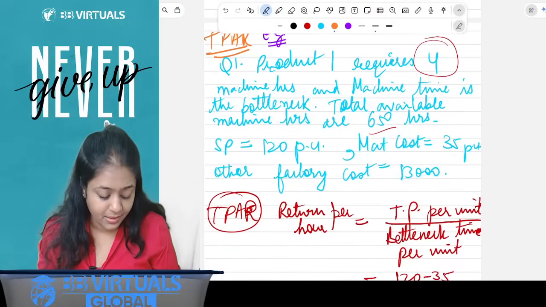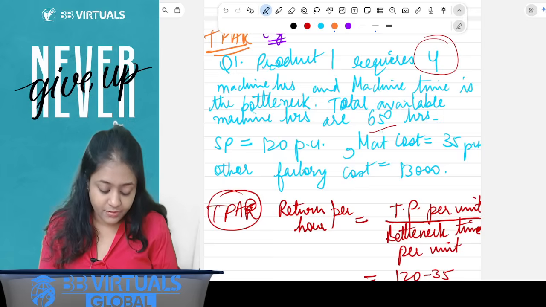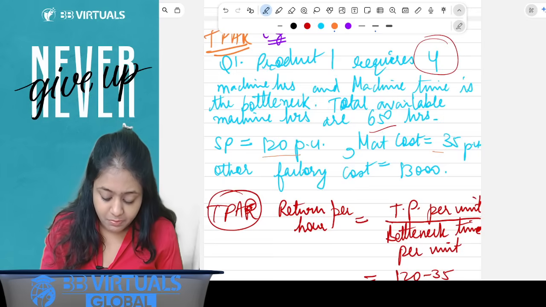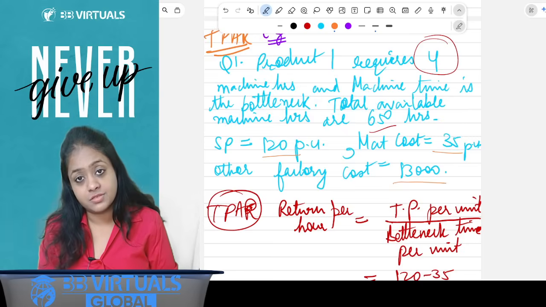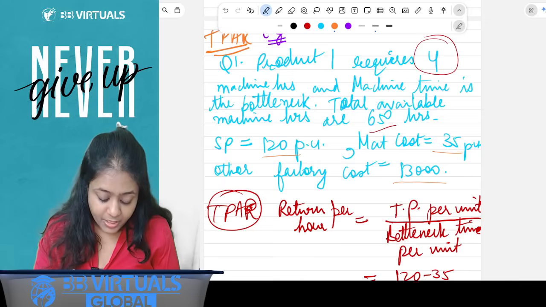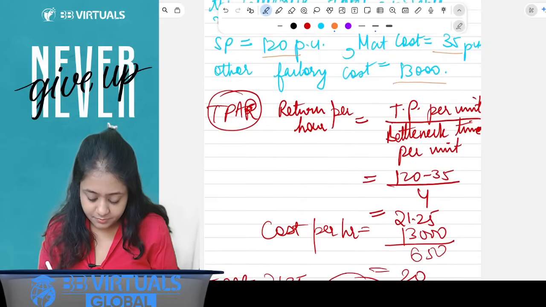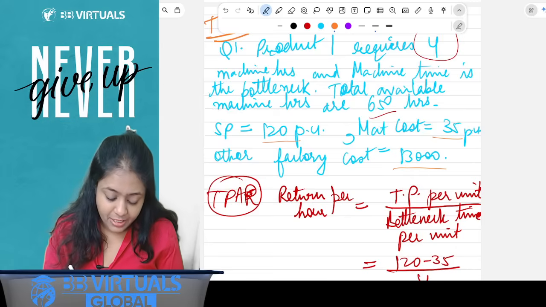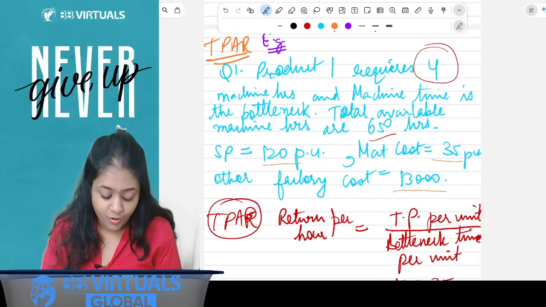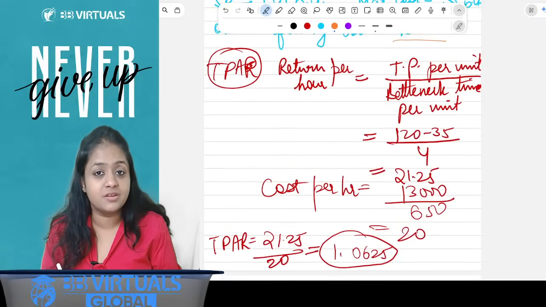Let's take a quick example. Let's say that product 1 requires 4 machine hours and machine time is the bottleneck. Total available hours are 650 hours. Selling price is 120 per unit. Material cost is 35 per unit. Other factory costs are 13,000. Let's first calculate return per hour. So throughput will be 120 less 35, which will be 85. And 85 divided by the hours per unit, which is 4. So we will do 85 by 4 and I get 21.25 as the return per hour.